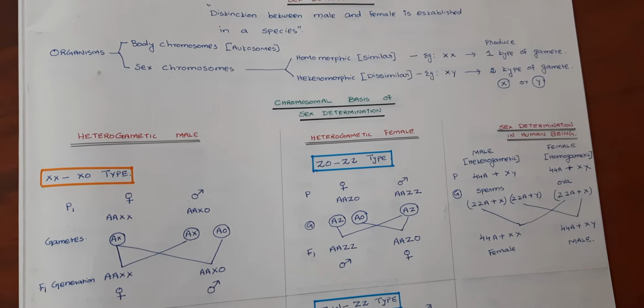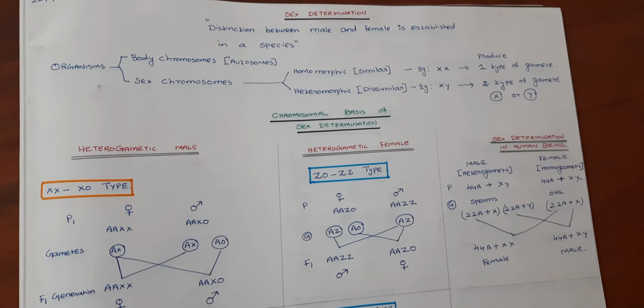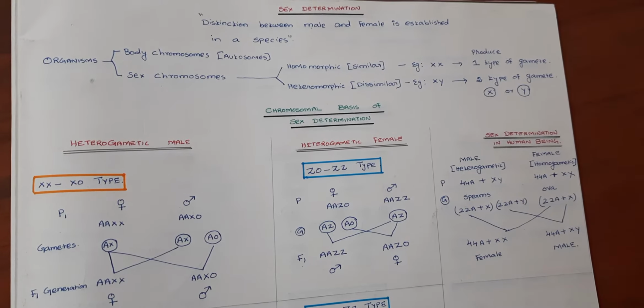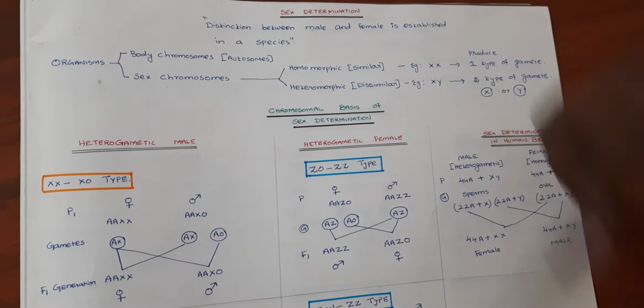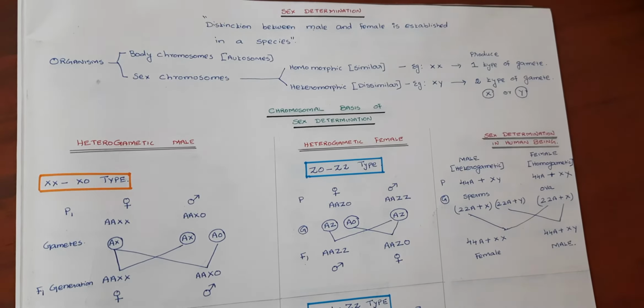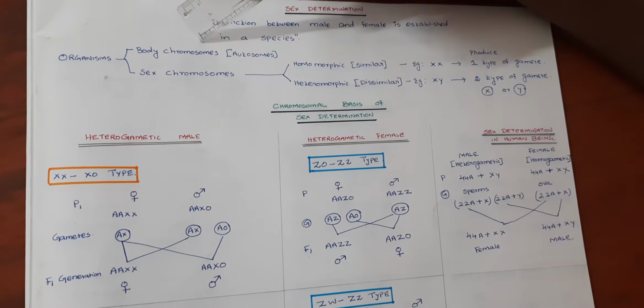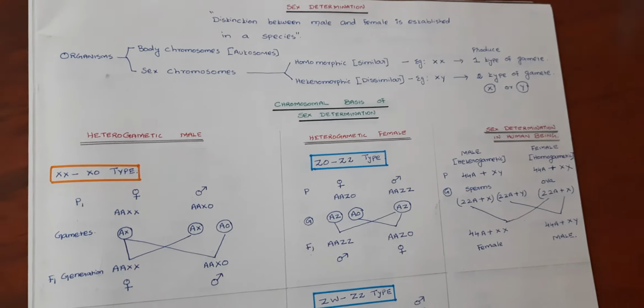In human beings, it is very easy to determine the sex by seeing the form. But in all organisms, how to determine the sex? There is one scientific concept involved here. Organisms have two types of chromosomes. One is body chromosomes, called autosomes, and another is sex chromosomes.